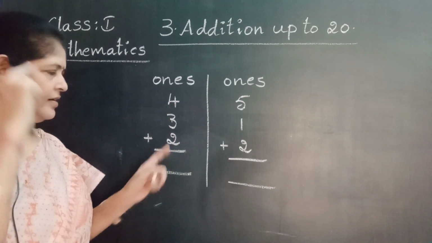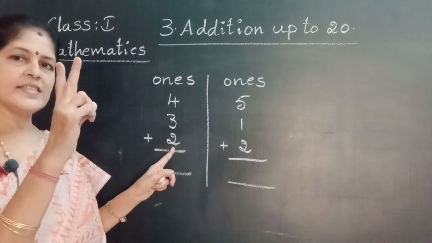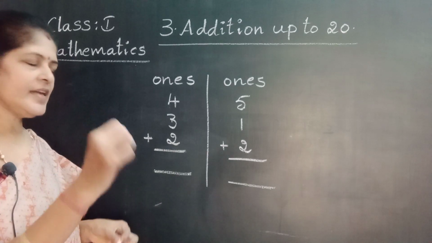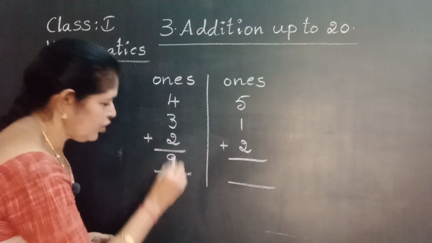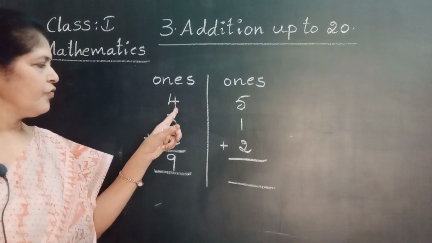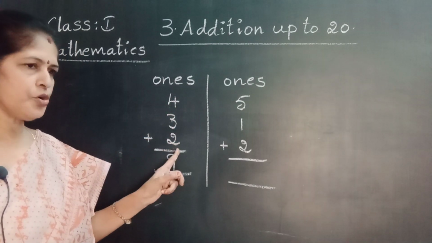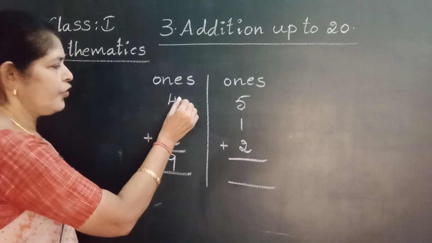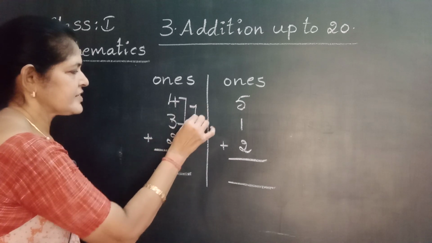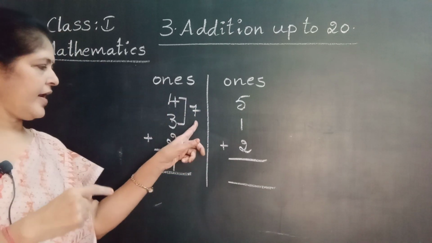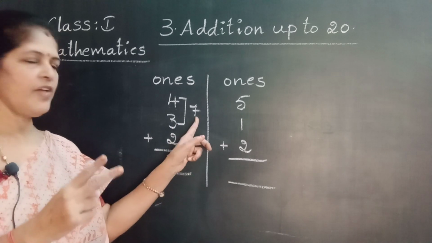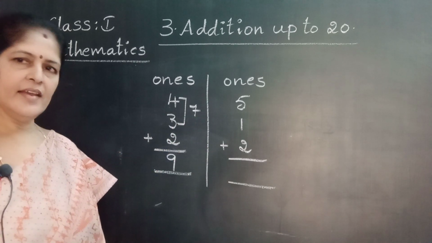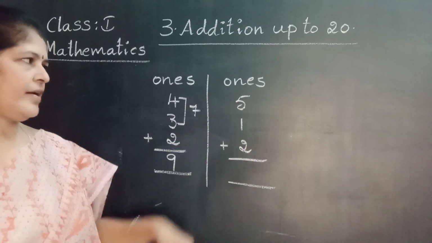9 is the total. 4 plus 3 plus 2. First adding 4 and 3. We get 7. 7 in the mind. Take 2 fingers. 7 after 8, 9. Understood? Go to that one.